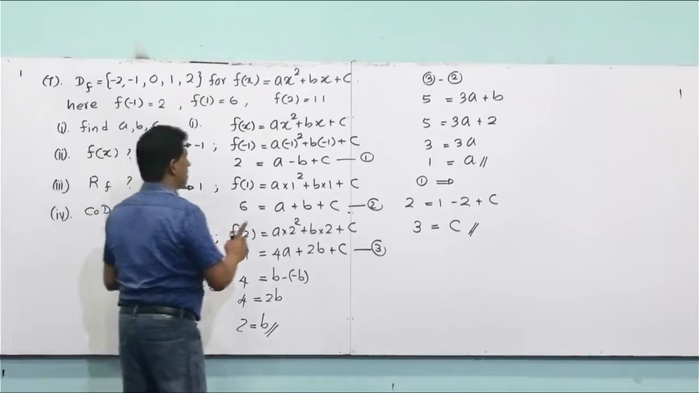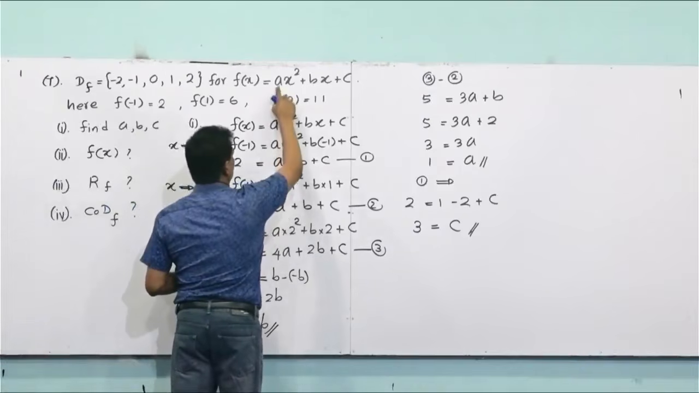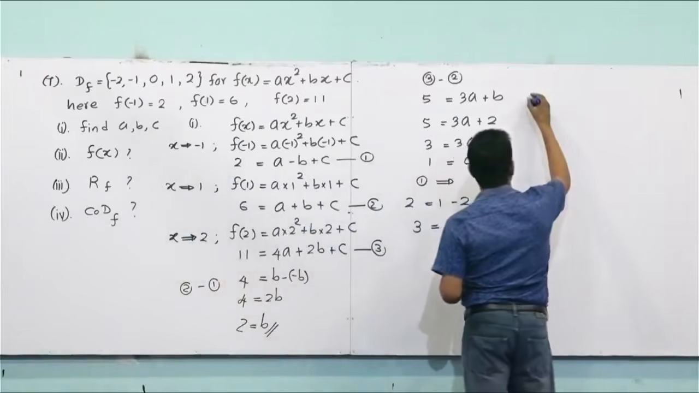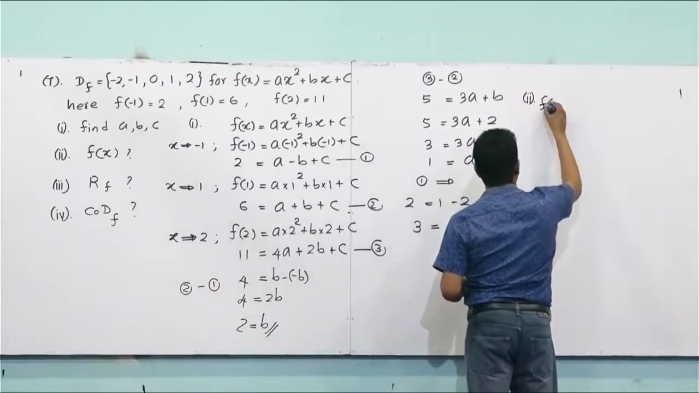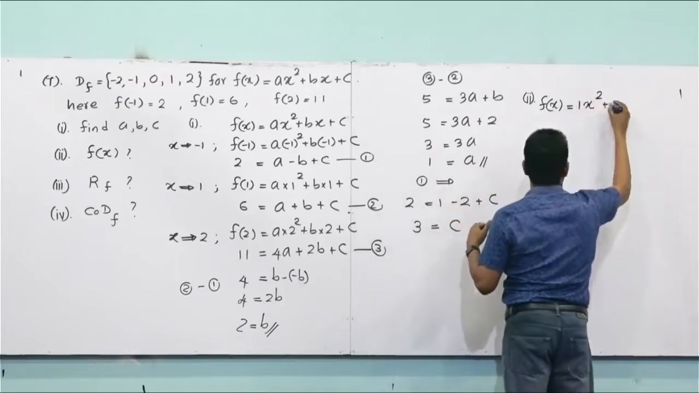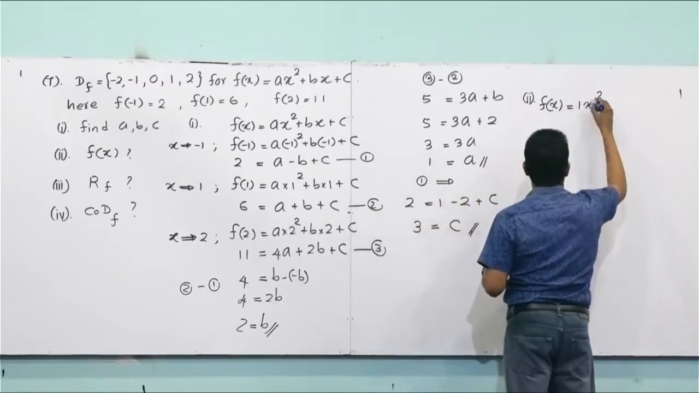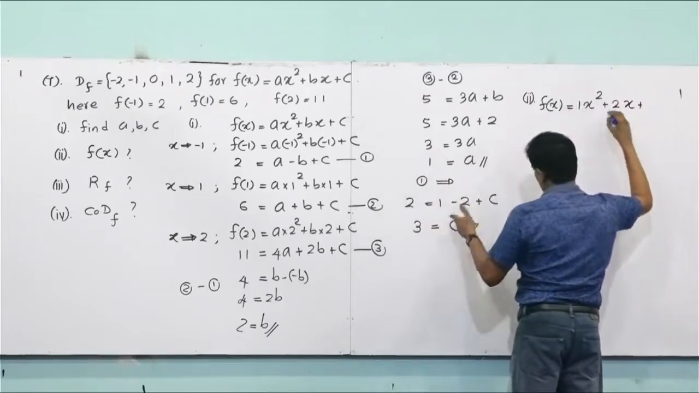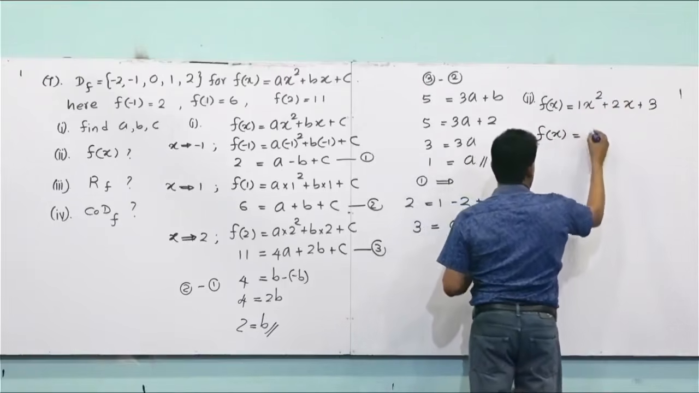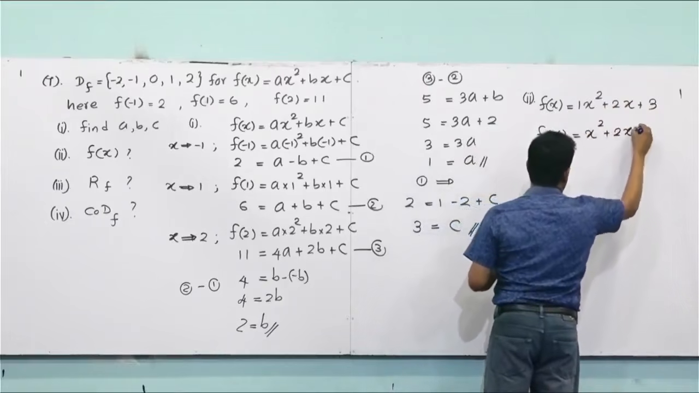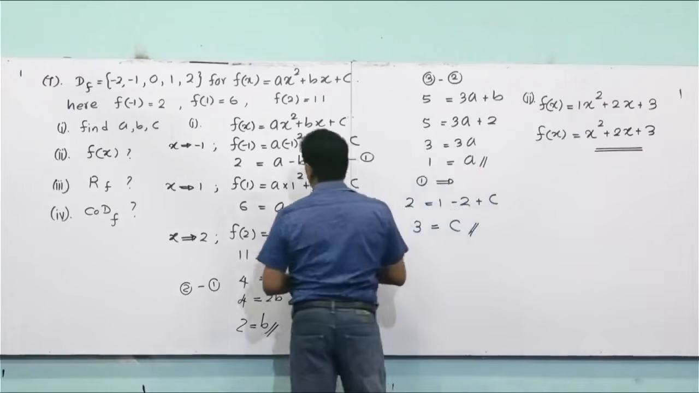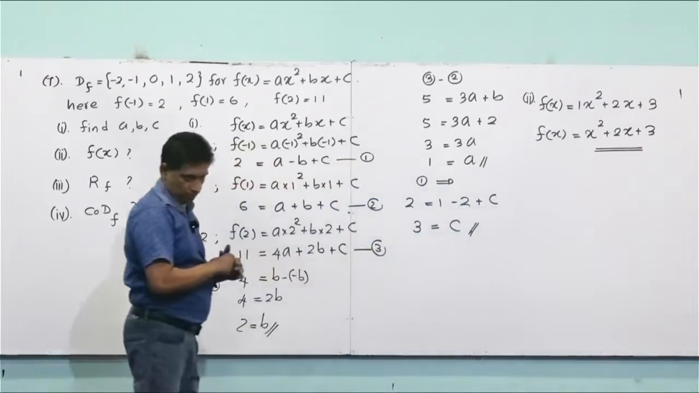Now we substitute these values here, and then we can find the function. For A we substitute 1, for B we substitute 2, for C we substitute 3. 1 into x squared means x squared plus 2x plus 3. This is the function. This is the image of x.